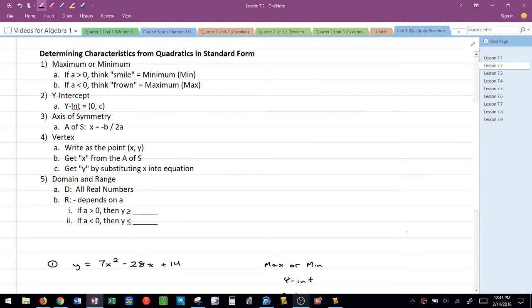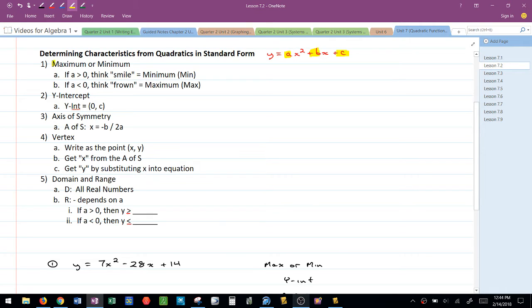Okay, so our task in lesson 2 is to identify all the unique characteristics of a quadratic that's written in standard form. Now remember, first of all, that standard form means y equals ax squared plus bx plus c. All right? And we want to identify, before we do anything, what a is, what b is, and what c is. Now, we have to find these 6 different things. Number 5 I broke into 2 different categories.